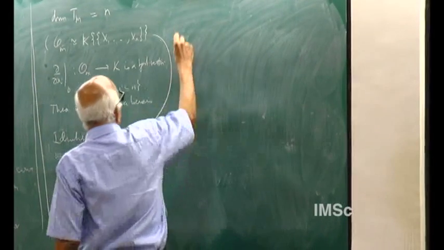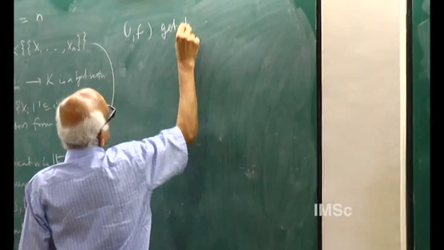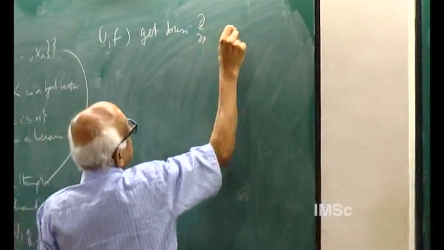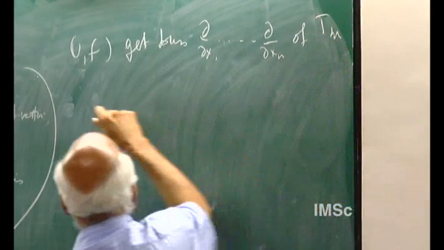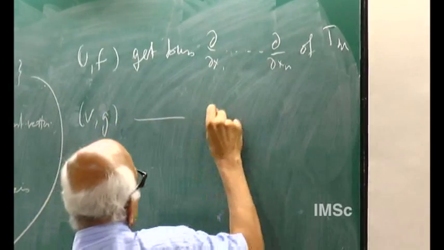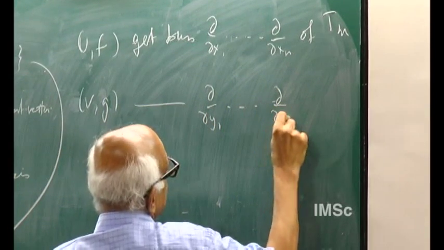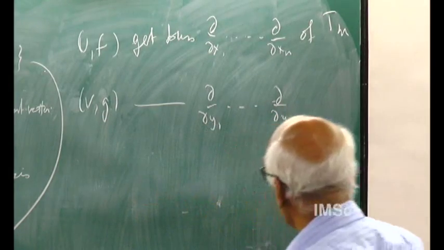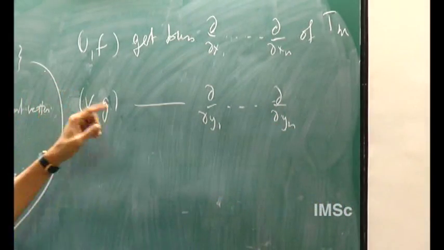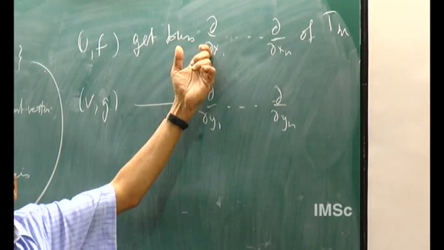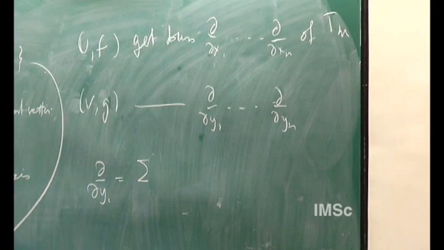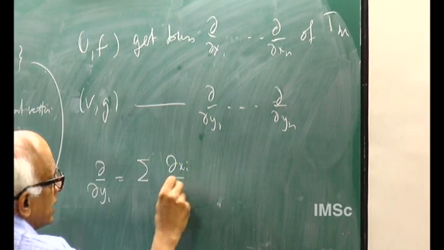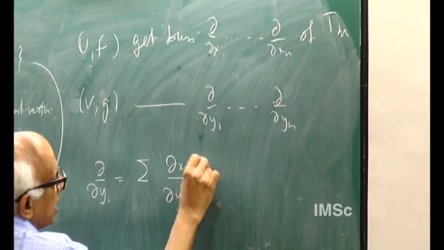Anyway, so what happens here? Using (U, f), we get the basis d by dx1, ..., d by dxn of Tm. And similarly, using (V, g), you get the basis d by dy1, ..., d by dyn. How do the two relate to each other? Both are bases, so one basis must be expressible in terms of the other. So d by dyi is nothing but the sum over j of dxj by dyi times d by dxj.